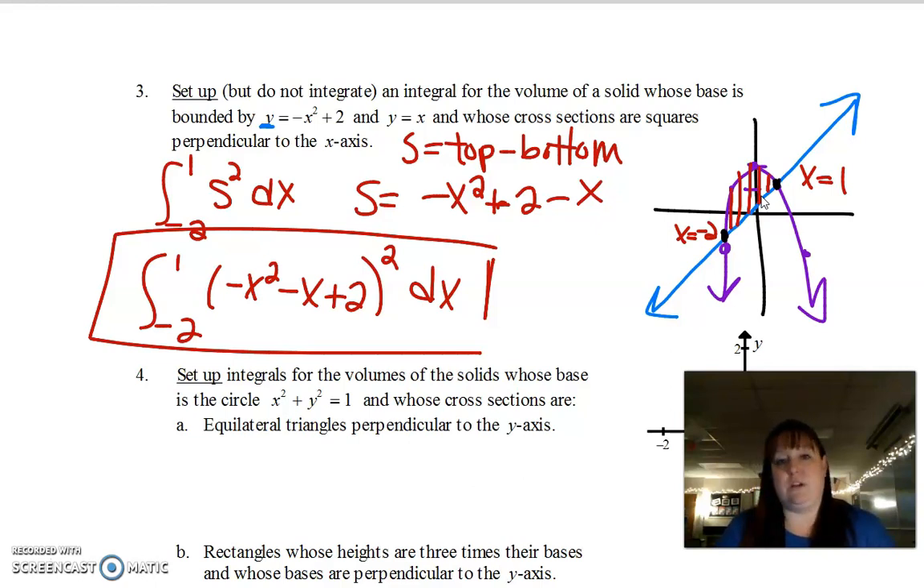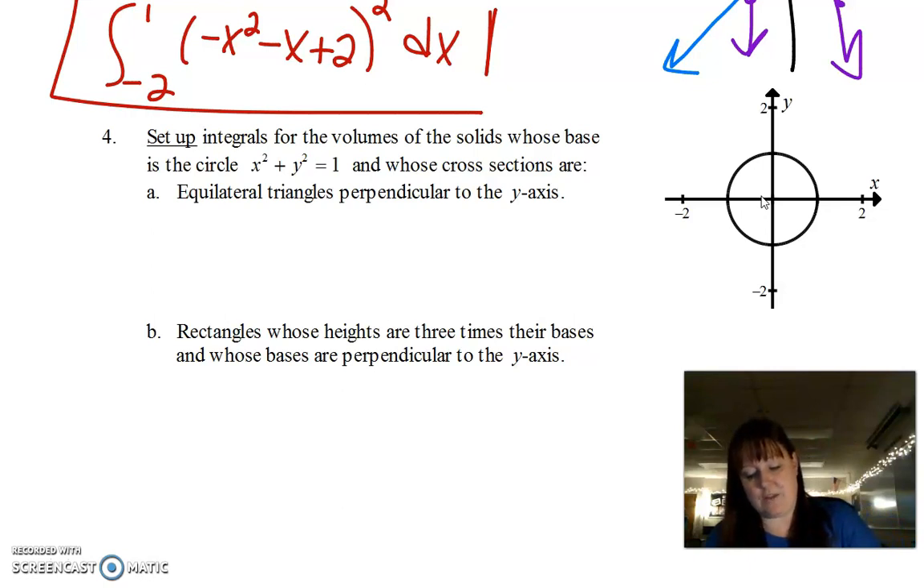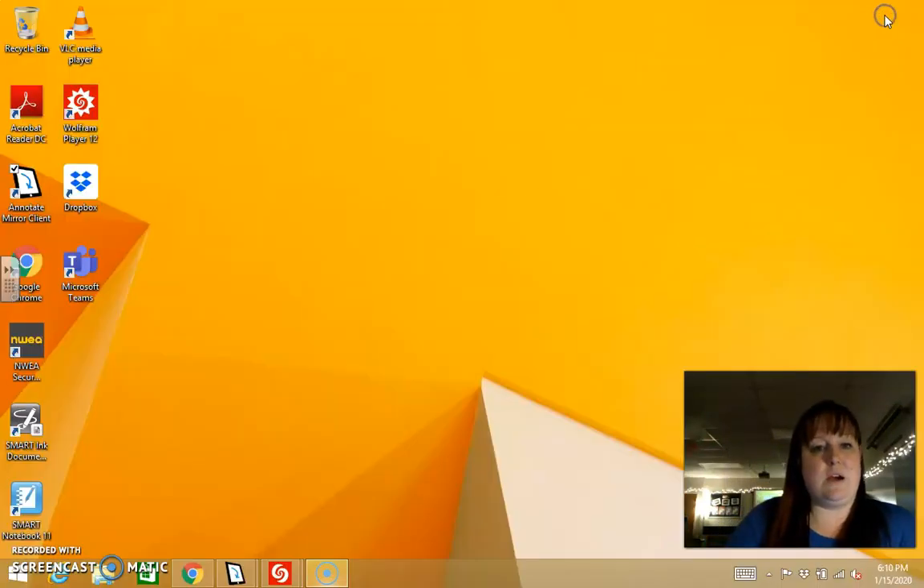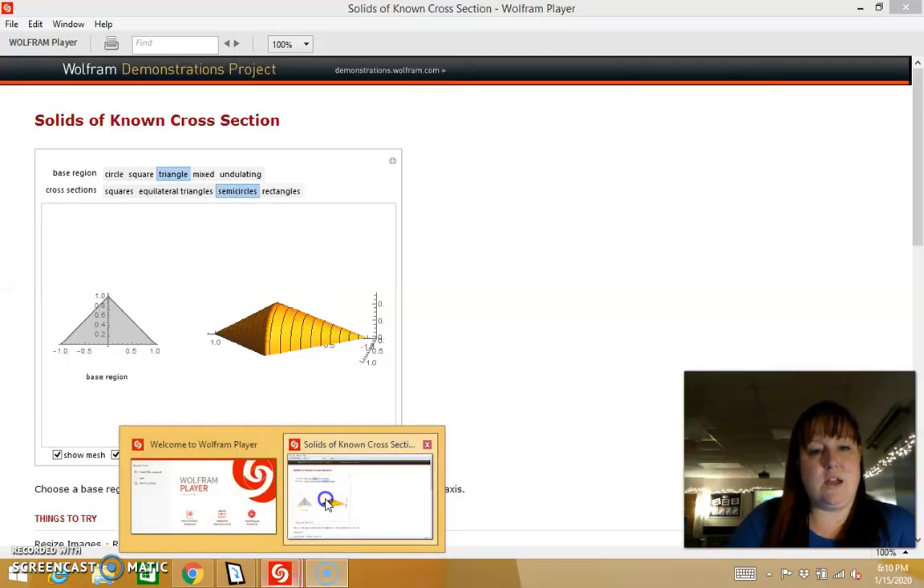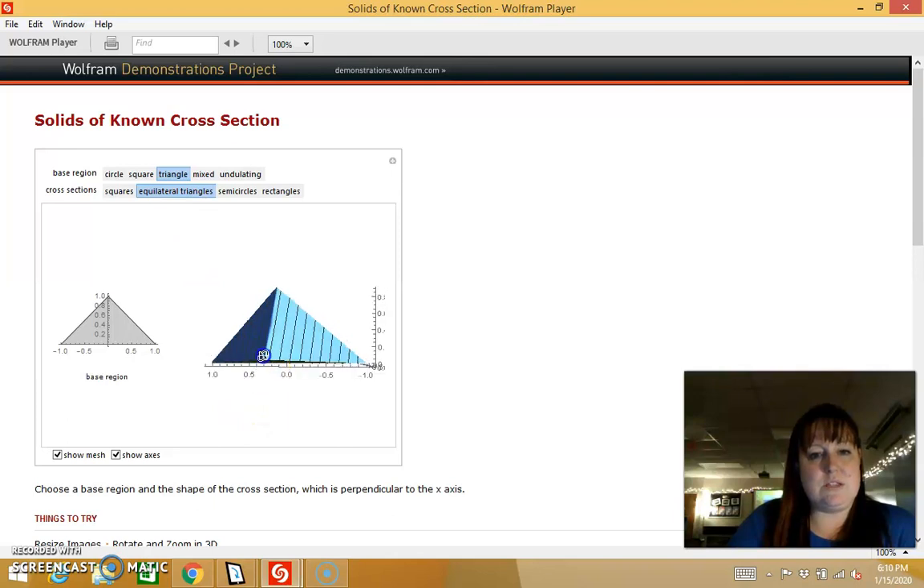And again, we don't have to integrate it. So last one, we're going to set up the integral for the volume of the solid whose base is a circle, and cross sections are equilateral triangles perpendicular to the y-axis. All right, so first things first, we're going to draw this. Imagine that I'm setting an equilateral triangle onto this circle. So we have equilateral triangles, and in this case, we're going to be setting them on top of a circle.